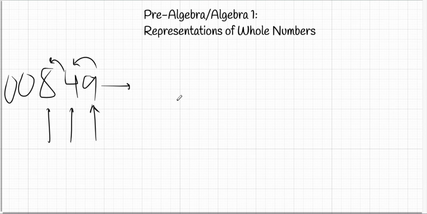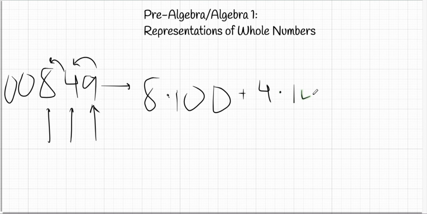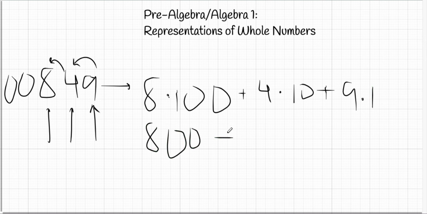Basically, what we do in an expanded form is we write it based on place values. So we write 8 hundreds, so basically 8 times 100, and this little dot right here is times. We'll get into multiplication in a further topic, basically in 2 videos approximately. But this is 8 times 100 plus 4 times 10 plus 9 times 1. And then you can also write it as 800 plus 40 plus 9.